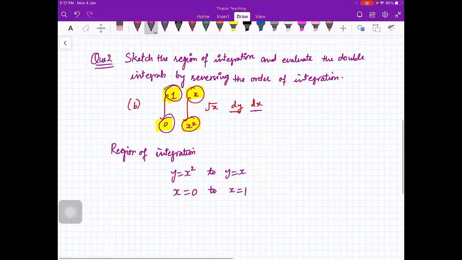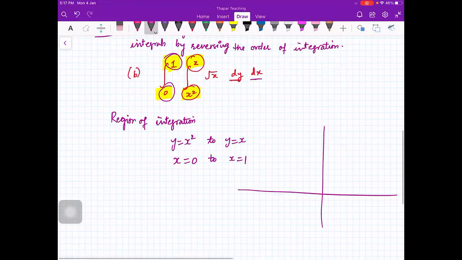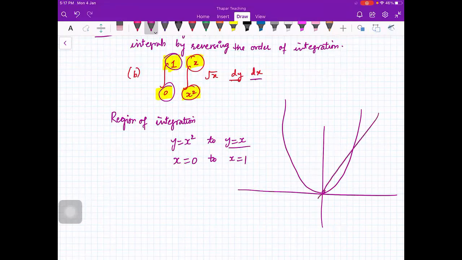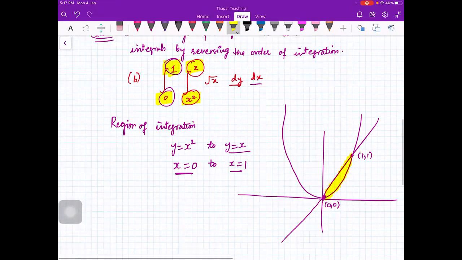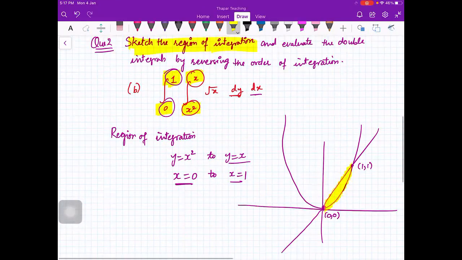Now y from x square to x. y is equal to x square is an upward parabola, and y is equal to x is a line having slope 1 passing through the origin, and x is from 0 to 1. This point we know is 1 comma 1 and this point is 0 comma 0. So x from 0 to 1. So this is the region which we are talking about. Is that clear to everybody? So the first part, which is sketch the region of integration, is that you will sketch this region. Now the next part is evaluate the double integral by reversing the order of integration.